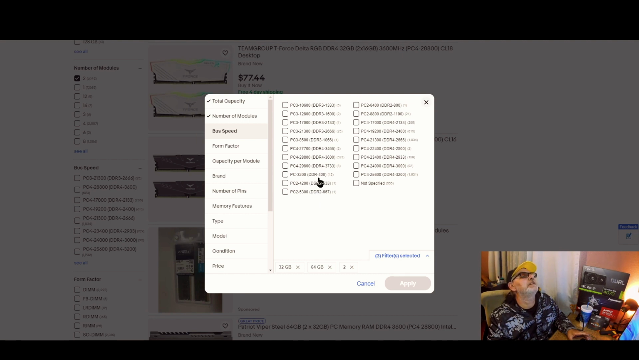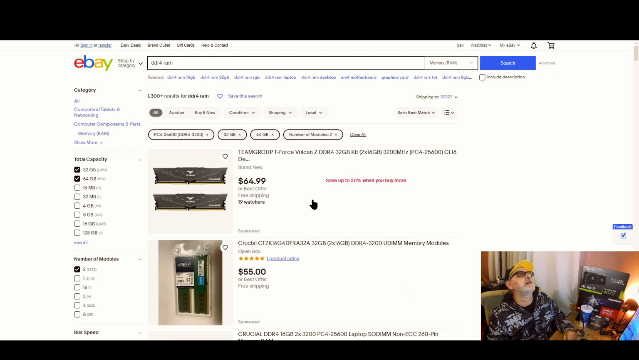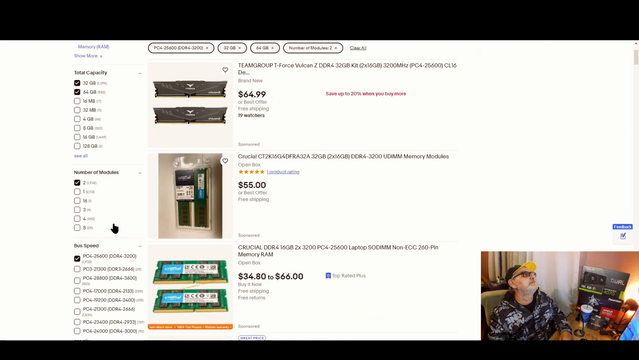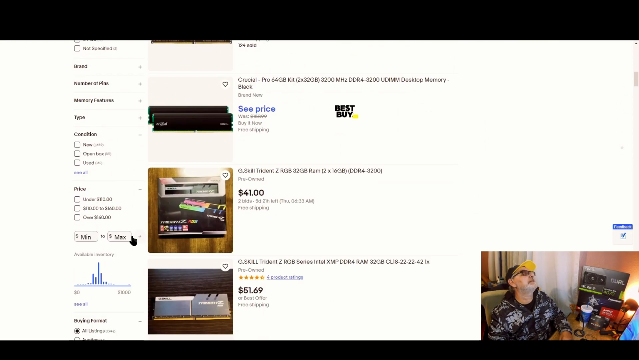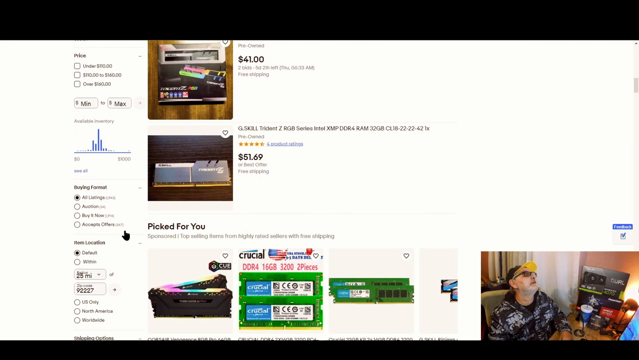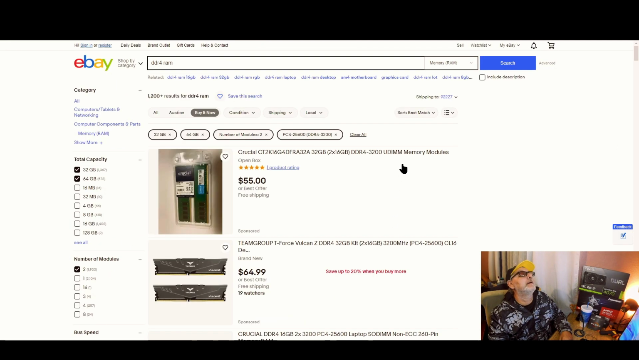I'm sure you ain't going to want to do DDR400. This is DDR2. You don't want to do that. This is DDR4. Okay. Best they can do is DDR4. Let's see what it has to offer, and let's make sure it's Buy It Now. Now, we specified our RAM. So when you go to eBay, you got your RAM specified.